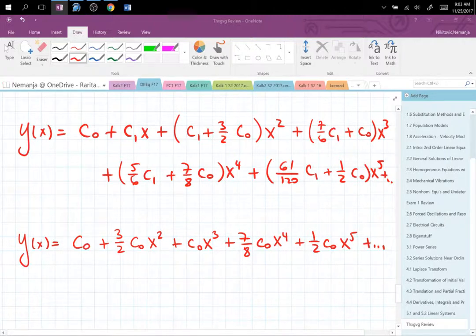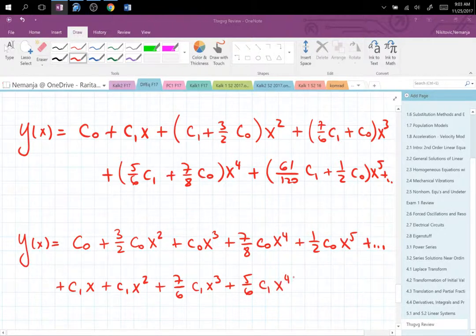And then all the C1, it's a C1x plus C1 x squared plus 7/6 C1 x cubed plus 5/6 C1 x to the 4th plus 61 over 120 C1 x to the 5.